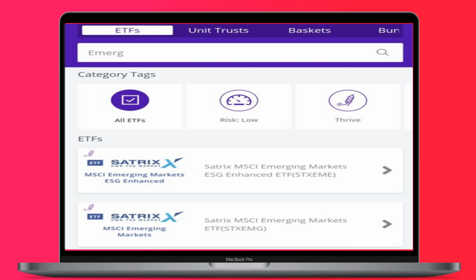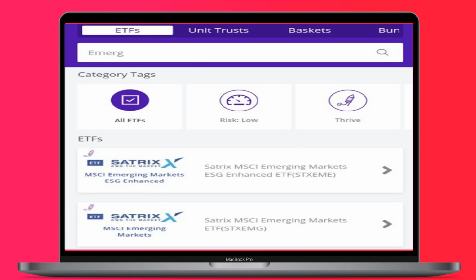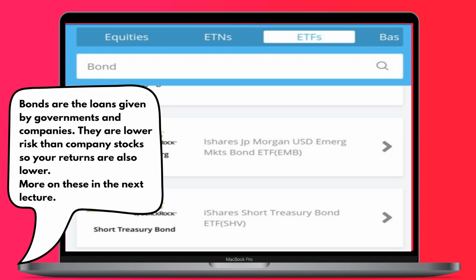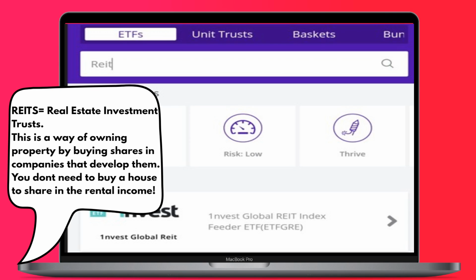Things to note. You need diversity. You want to invest in ETFs that track many companies and in different regions. You can even invest in bonds, which basically track all the loans a government or industry lent out. Bonds have lower returns than the stock market, but they don't have as much risk. If you want a way to invest in real estate without having large capital to buy houses, invest in REITs.